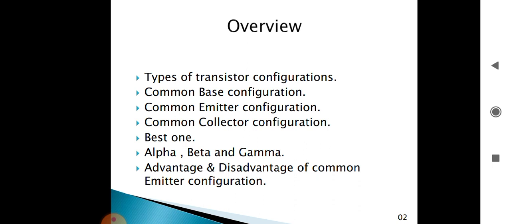We have seen the biasing effect of a transistor. If we forward bias both the junctions, then it will act as an on switch. If we reverse bias both the junctions, then it will act as an off switch. And if we make the input side forward biased and the output side reverse biased, then it will work as an amplifier.